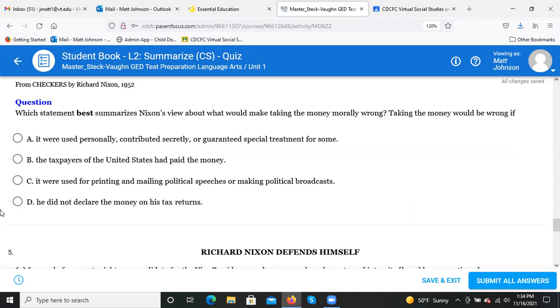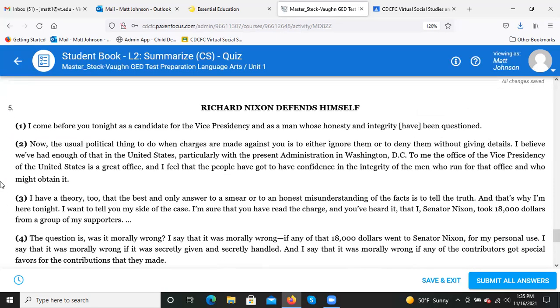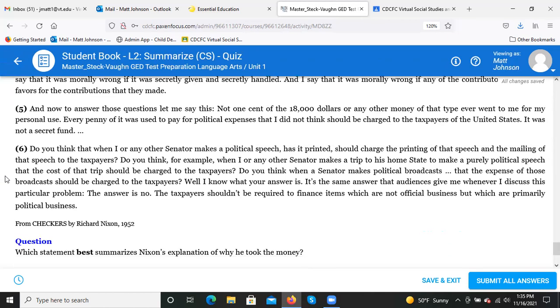Yeah, A. I mean, that's one of those two. It's kind of common sense, right? You can kind of zero in, immediately think, well, yeah, that's morally wrong if it were used for personal use or contributed secretly or any of that stuff. And then the other ones are sort of antithesis to that. He didn't declare the money on his tax returns or anything. We didn't hear anything about that. And C, if it were used for printing and mailing political speeches or making political broadcasts. So A is the correct answer there. And yeah, again, some of these you can just laser in on real quick.